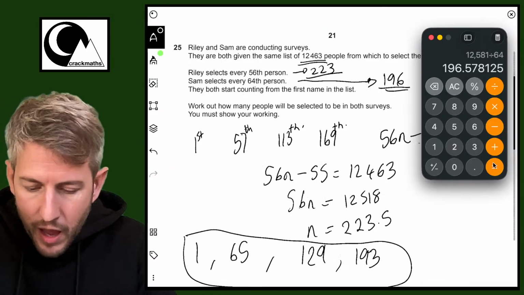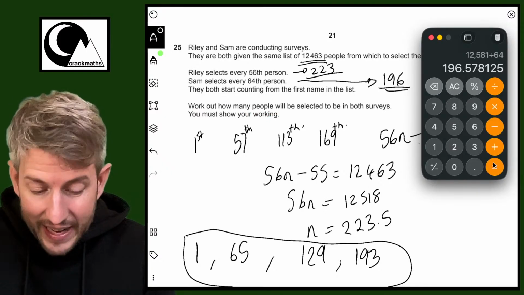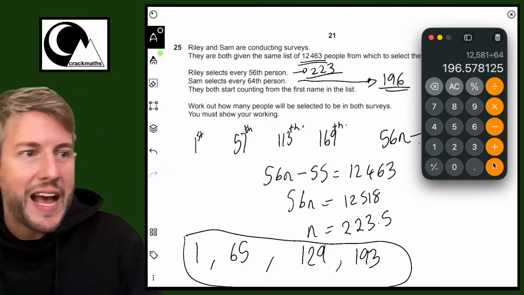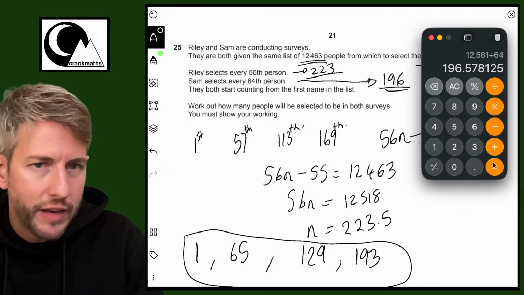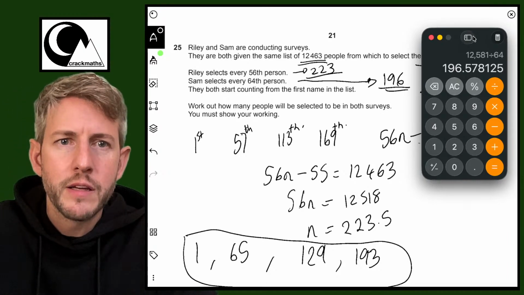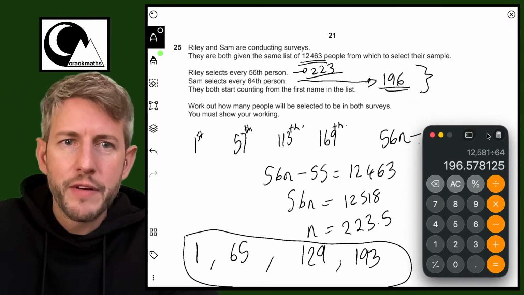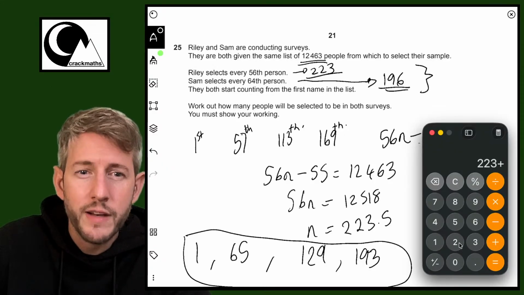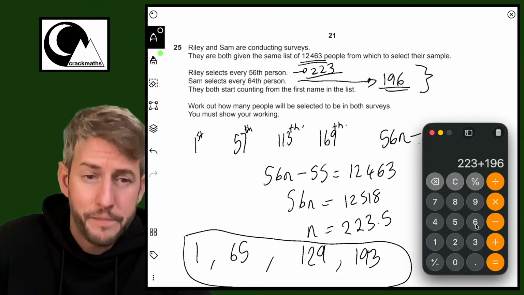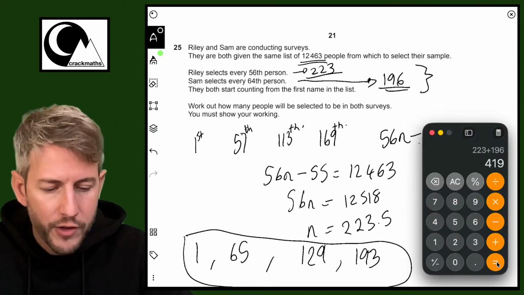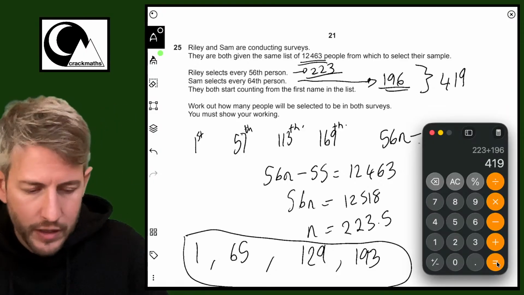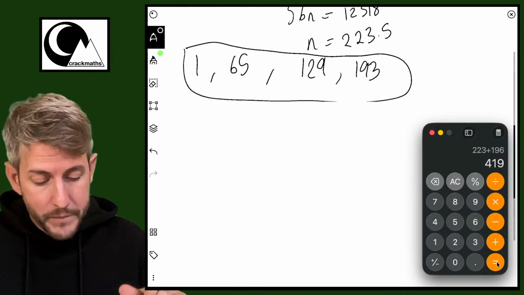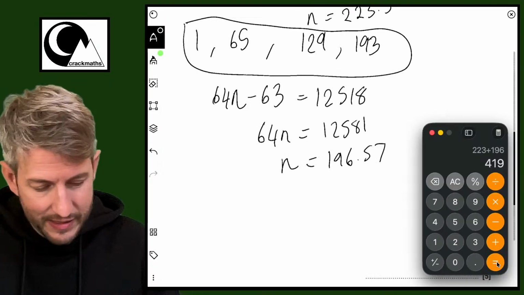Work out how many people will be selected in both surveys. So we've got to just add these together. If we add these two values together, 223 add 196 equals 419. So in theory, they'll select 419 people across the two surveys.